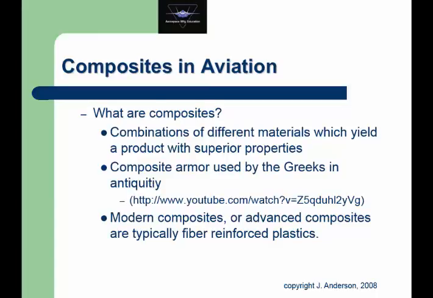So, what are composites? Composites are combinations of different materials which yield a product with superior properties, superior to either of the individual components that we're going to put together to form this composite. Composites have been around a long time. Composite armor was actually used by the Greeks in antiquity. And there's an interesting History Channel film that's on YouTube that I'm going to bring up a part of now.